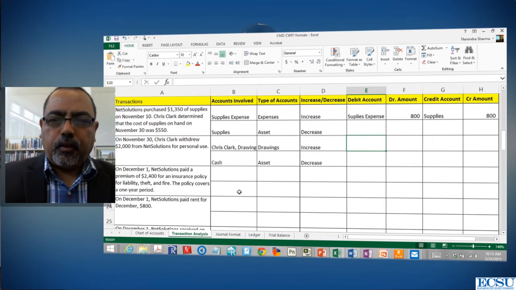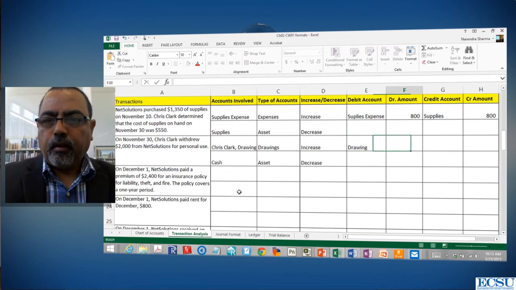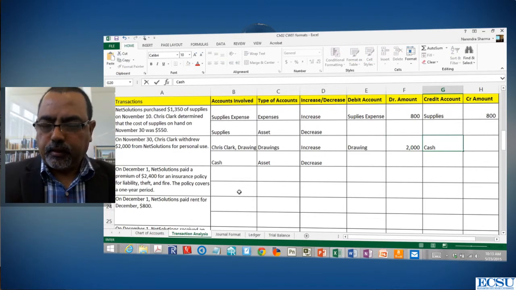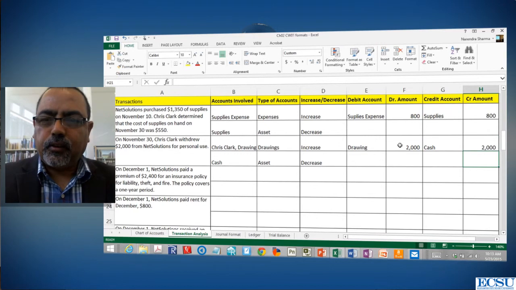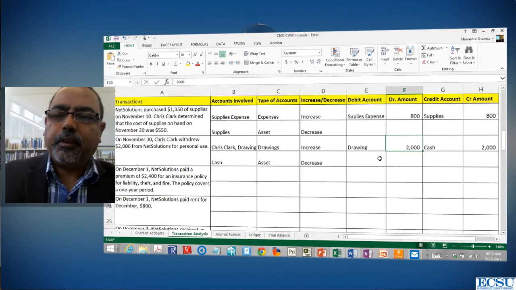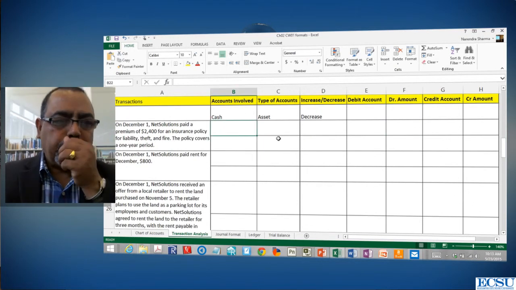And therefore, drawings account will be debit with 2,000 and cash would be credit with 2,000. Now, how do you know it is a debit? Because drawings account, if they increase, they should be debited. Cash is an asset, and if they decrease, they should be credited. So that's what I've done.